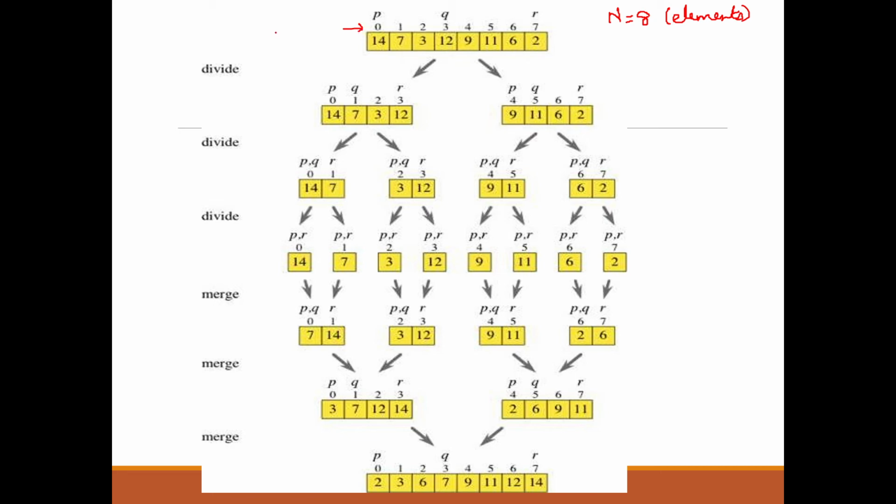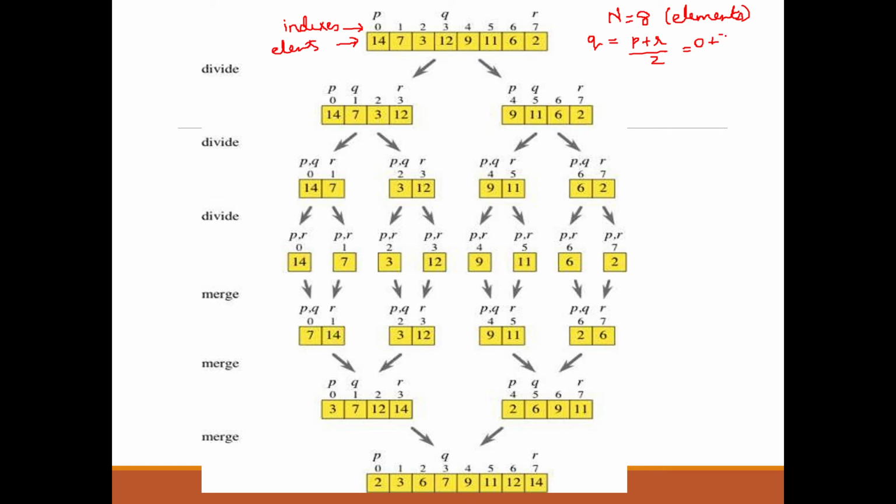Here we represent the indexes which go from 0 to 7. The first index is called P, the last index is called R. Here are the array elements, and how do you find Q, which is the midway for both these given indexes, start and end? So this is (P plus R) by 2, rounded to the lower number.